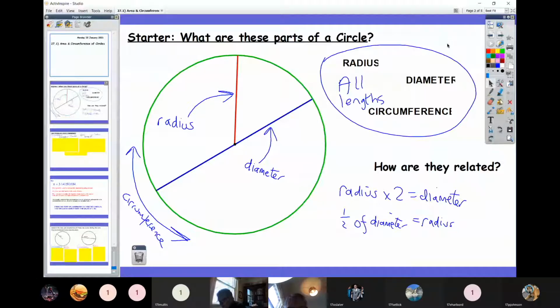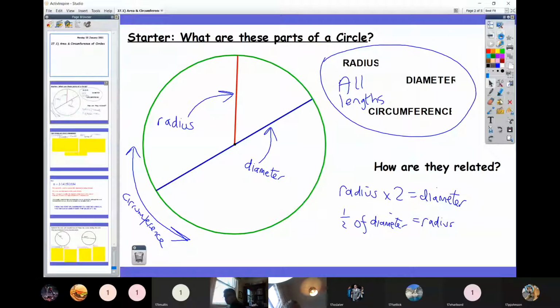The length to the center of the circle, that one in red, is called the radius. And the length from one side of the circle to the other via the center is called the diameter. And you've got to be confident moving between the radius and the diameter. The diameter is twice as long as the radius. So if you've got the radius and you need the diameter, you just double it, and vice versa. If you've got the diameter and you need the radius, you just halve it. Now the length all the way around the outside of the circle is called the circumference. They are all lengths.